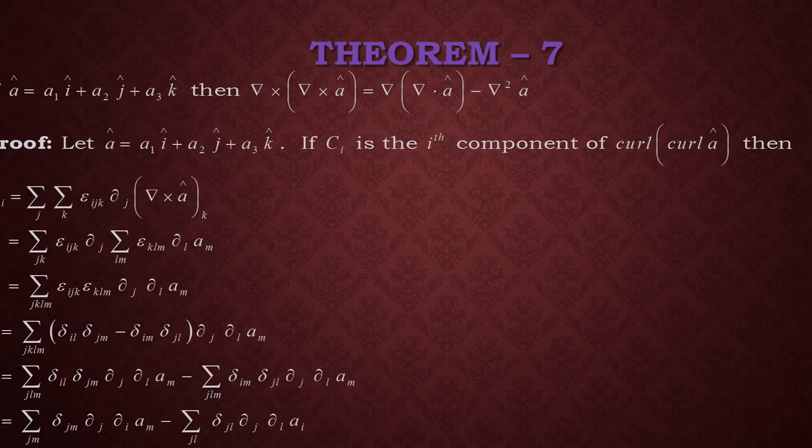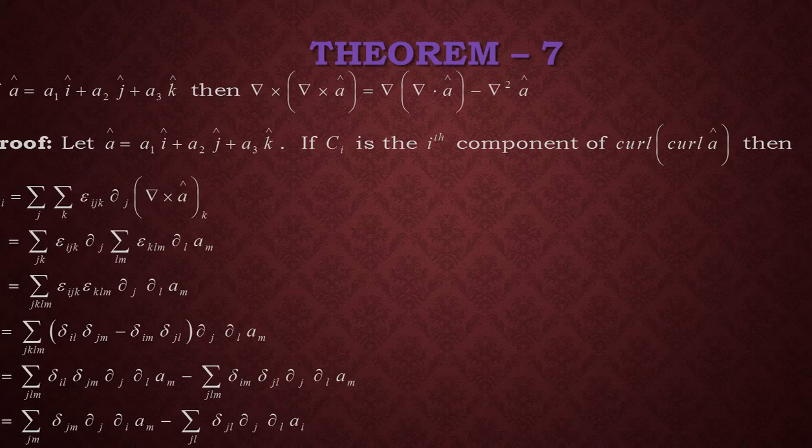Here we have to substitute the kth component, del cross A cap suffix k, of curl A cap. So we obtain Ci equals summation sigma over jk epsilon ijk dou j, sigma over lm epsilon klm dou l of Am.